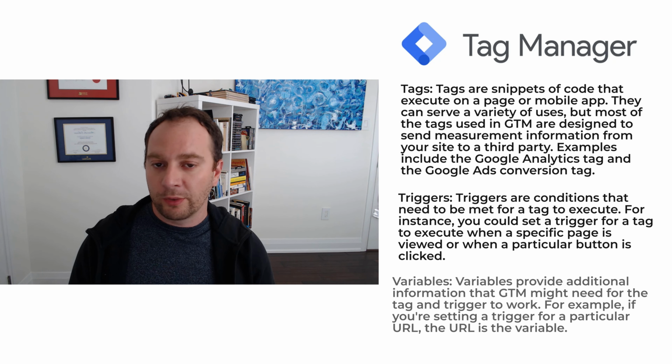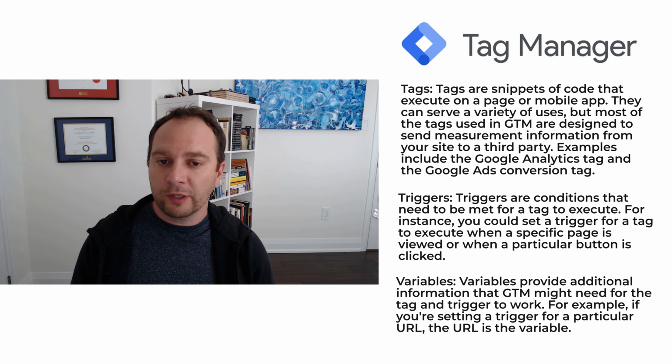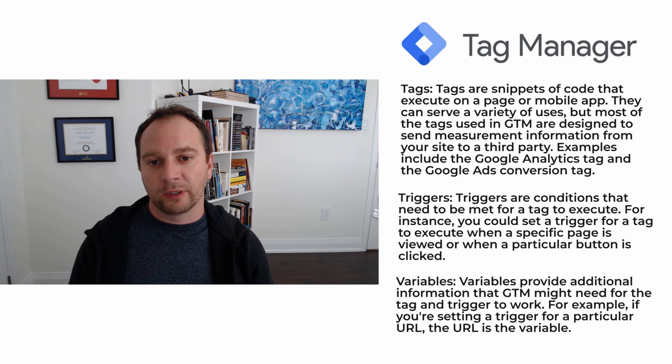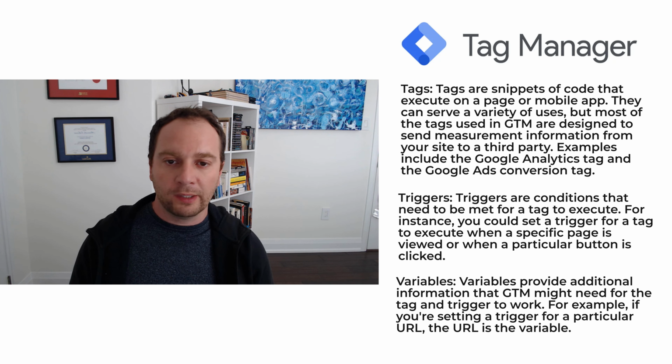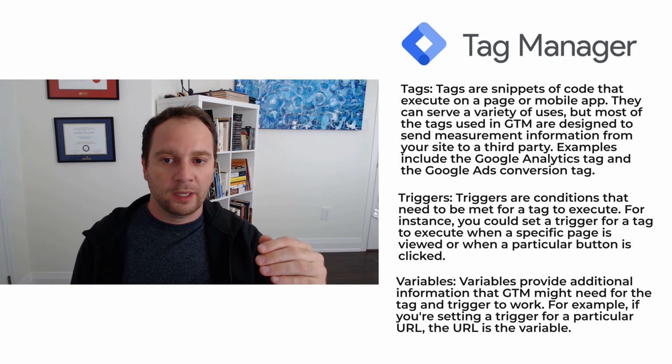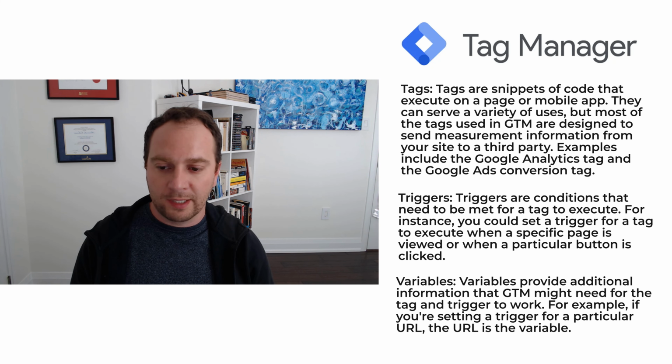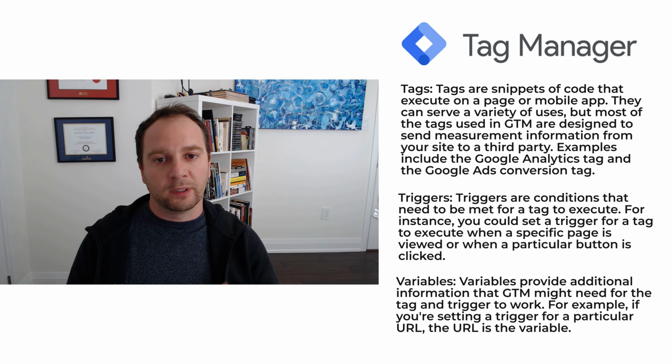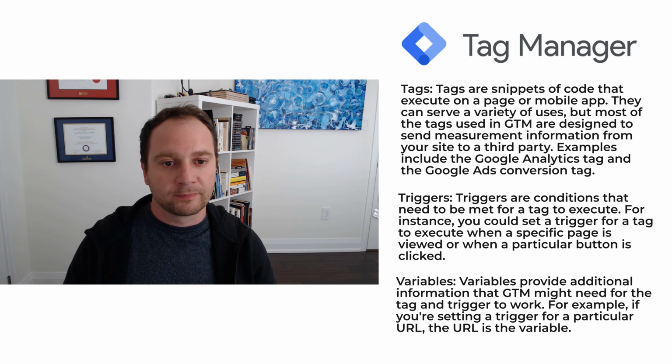Now, variables, that's a third aspect to the interface. Variables provide additional information that GTM might need for the tag and trigger to work together. For example, when you're setting a trigger for a particular URL, the URL in this case is the variable. All right. What we'll do is head over to the GTM interface and I'll show you these three things in action. So we'll look at tags, we'll look at triggers and how those relate to tags, and then we'll look at variables to see how variables relate to tags and triggers.